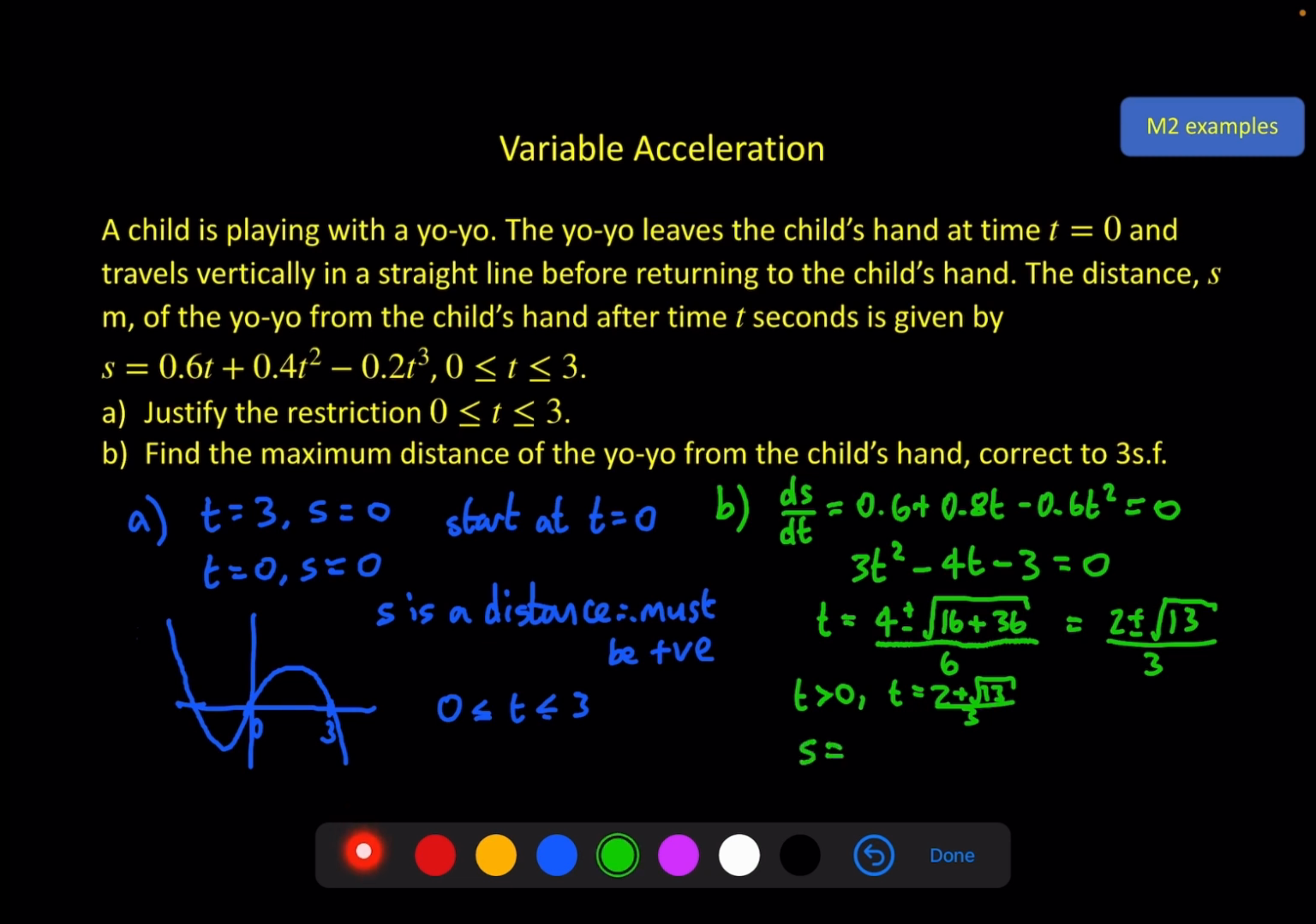Putting that time back into that equation gives me 1.2129..., rounded to 3 significant figures, 1.21. And the question gives us s in meters, so it's 1.21 meters to 3 significant figures.